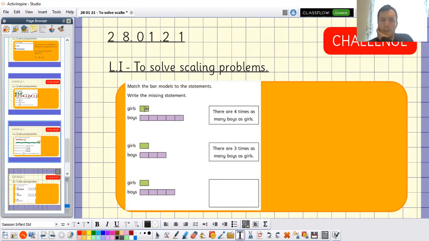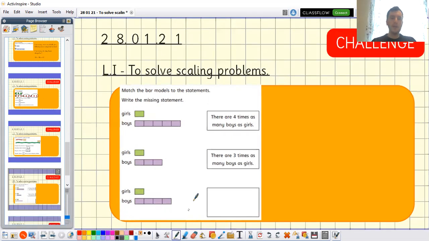So over here, I can see 1 block for girls and 1, 2, 3, 4, 5 blocks for boys. So it can't be that one because that would mean there's 5 times as many boys compared to girls. This one, I can see 1 block for girls and 1, 2, 3 blocks for boys. It can't be that one because that would mean there's 3 times as many boys as girls. And the last one, there's 1 block for girls and 1, 2, 3, 4 blocks for boys. That one must be right because if there's 4 blocks compared to 1 block, that's 4 times as many blocks. So there's 4 times as many boys compared to girls.